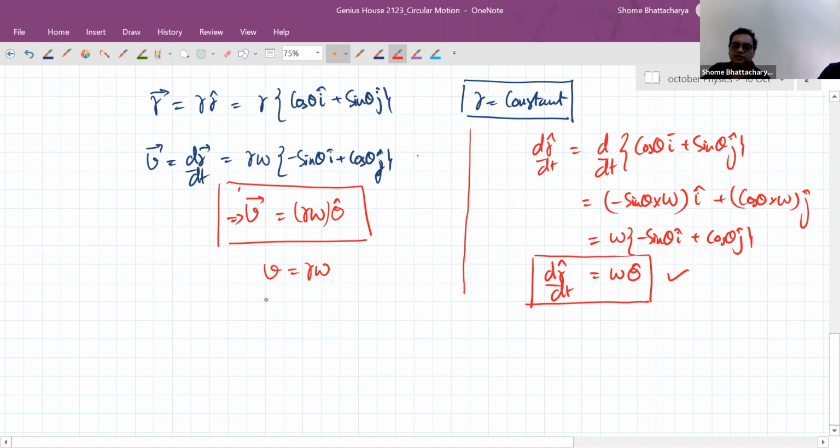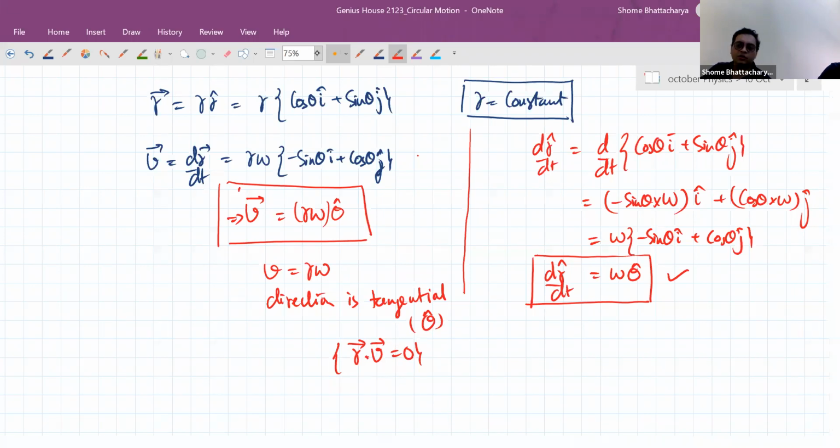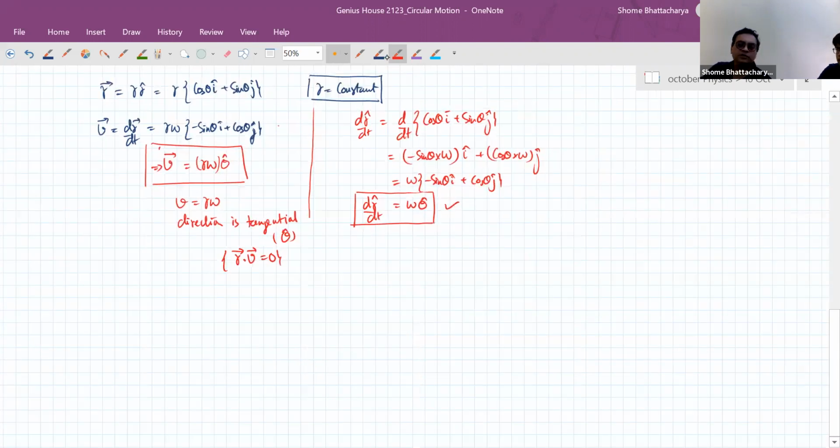But it is also telling us, very importantly, that the direction is tangential, because it is along theta cap. So at any point of time, the r vector dot product with the velocity vector is 0, because r is along r cap and v is along theta cap. So this is also a necessary condition for circular motion. Okay. Now, if you think about it, this is also telling you something about what we learned about approach and separation velocity. If the particle is remaining at a fixed distance from the origin, then at any point of time, can it have approach or separation velocity from the origin?